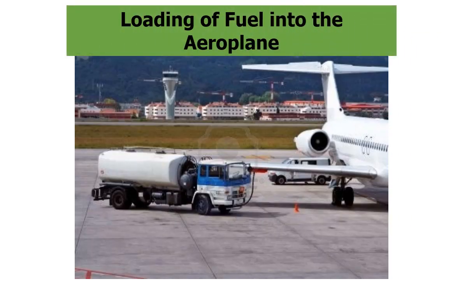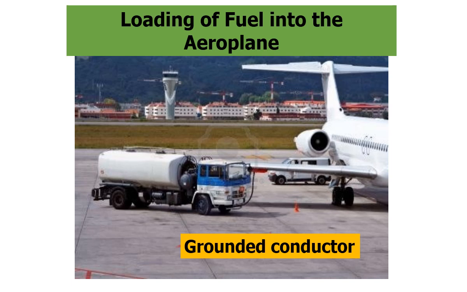Loading the fuel into the aeroplane. When an aeroplane flies in the air, it may become electrified due to friction with air. If the charge increases continuously, the potential difference between the aeroplane and the earth increases simultaneously. Due to this, a high potential difference will exist when fuel is loaded. There is a possibility of releasing some charge to the ground which may create a spark. This spark may lead to a huge explosion.